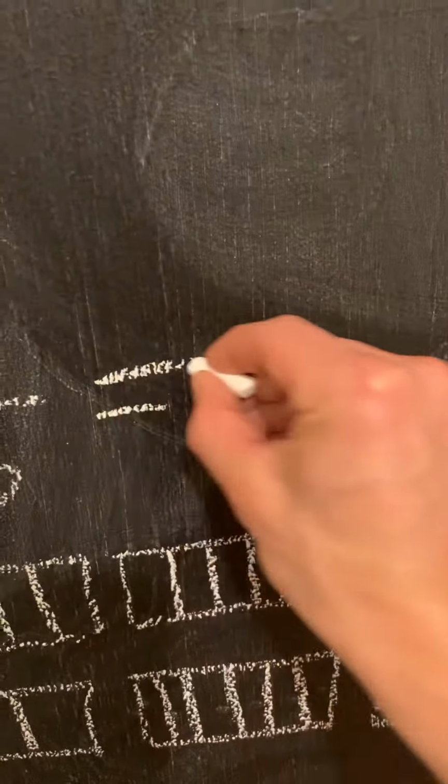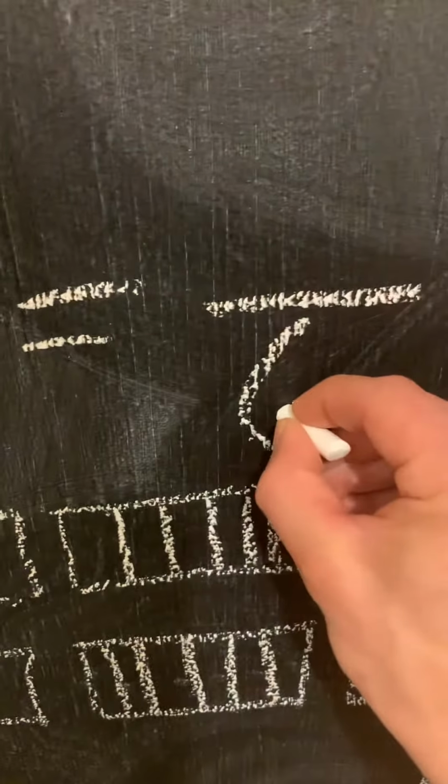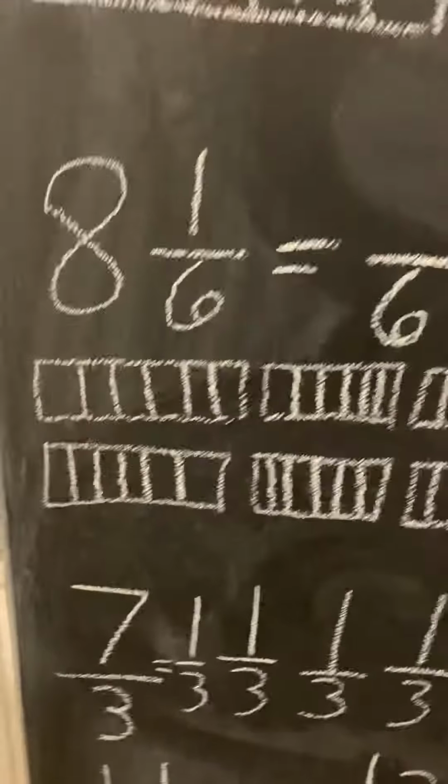Whatever this is, our new fraction, we're changing from a mixed number to a fraction, remember? The denominator is going to have to be 6. That's what I'm chopping up into parts for. Let's count how many 1/6 I have.